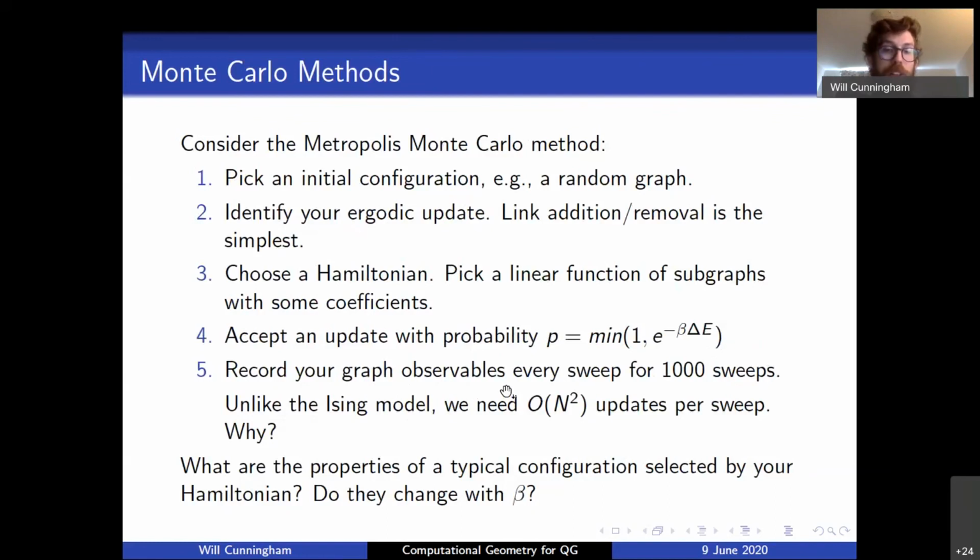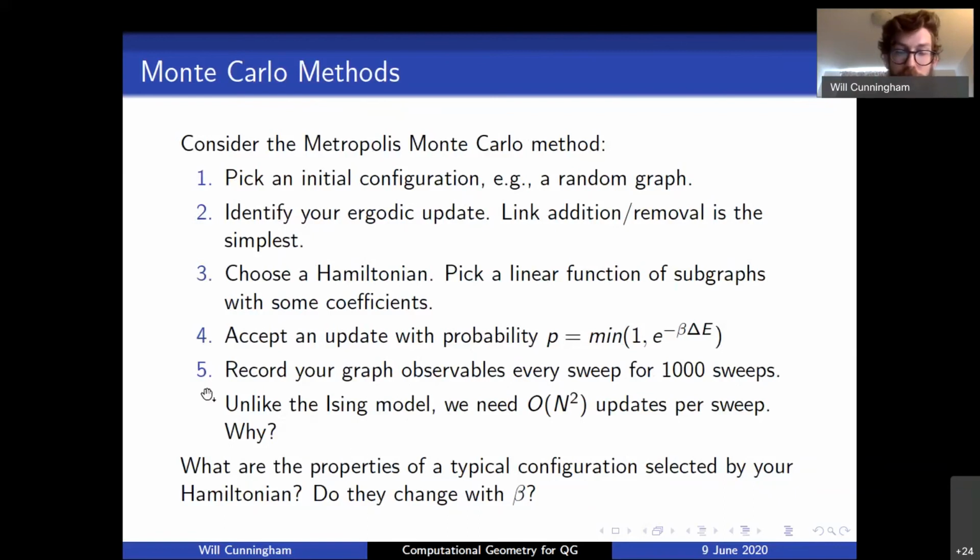Unlike the Ising model, we need order n squared updates per sweep as opposed to order n updates per sweep. So this makes it actually very difficult to get to large n for these graphs. The reason for this is that in the Ising model, you only have n things that you can update. These are your spins on your lattice sites. Whereas for graphs, if you're playing with the links, if those are your free variables that can change, you really have order n squared. And so there's much richer structure there.